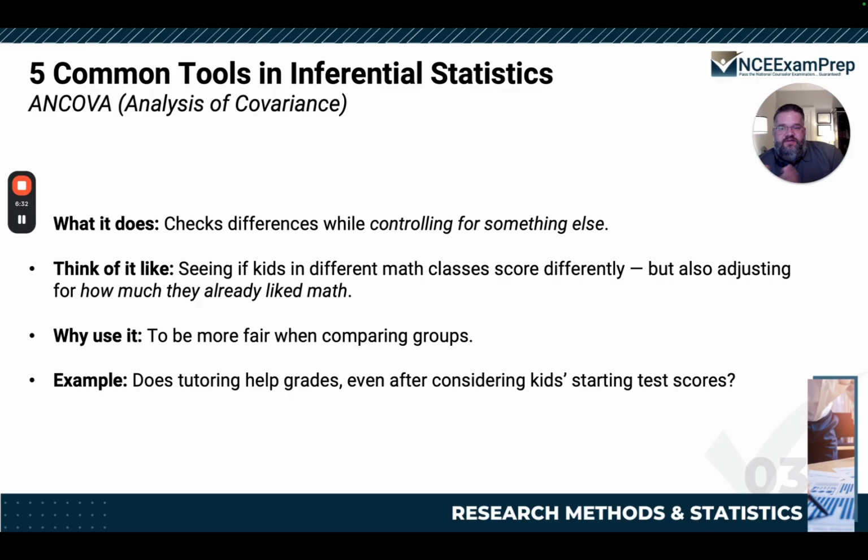Okay, what this does is it checks differences while controlling for something else. So seeing if kids in different math classes scored differently, but also adjusting for how much they already liked math. So maybe they started liking math, and that's going to impact whether they enjoy those math classes differently. We want to use it in order to be more fair when comparing groups.